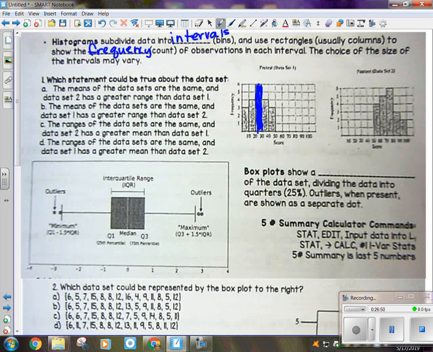Which statement could be true about the data set? Okay, which statement can be true? It looks like I have multiple choice here. All right, the means of the data sets are the same.